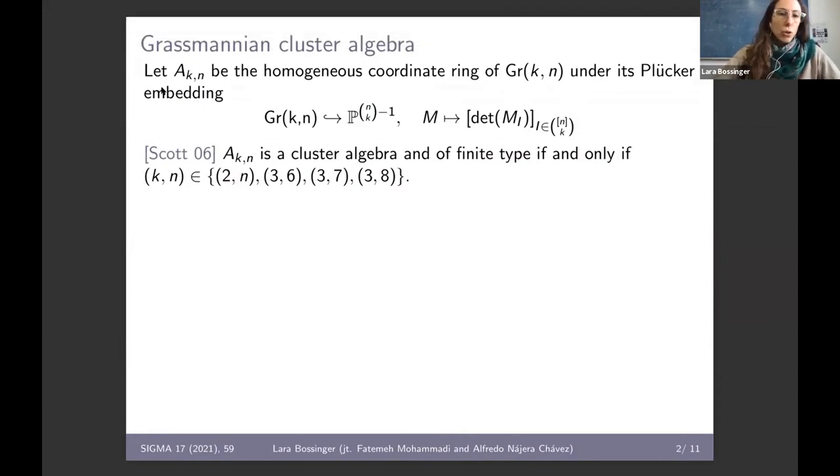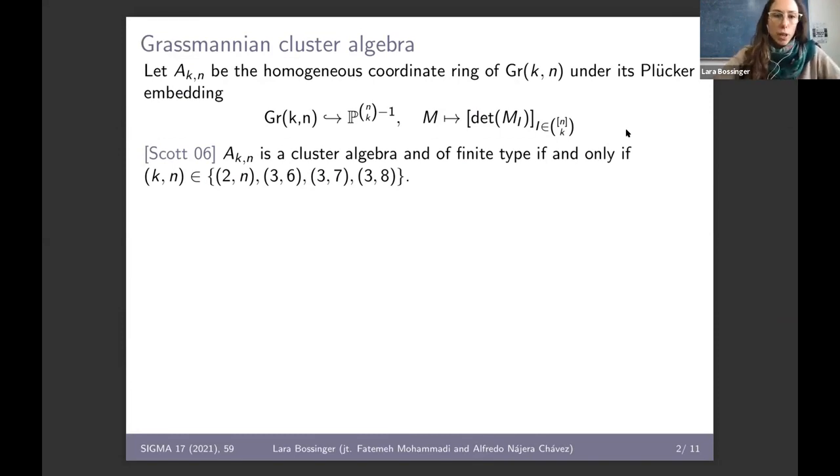Grassmannians. So the Grassmannian cluster algebra is the homogeneous coordinate ring of the Grassmannian under its Plücker embedding. So we've seen this algebra in the last talk. So embed the Grassmannian into the projective space of dimension n choose k minus 1, and a vector space in the Grassmannian represented by a matrix whose rows correspond to basis elements expressed in a standard basis of C^n, that one I will map to this tuple of minors that are the Plücker coordinates.